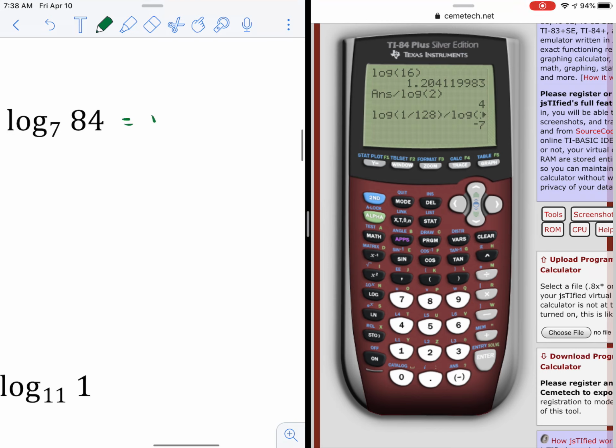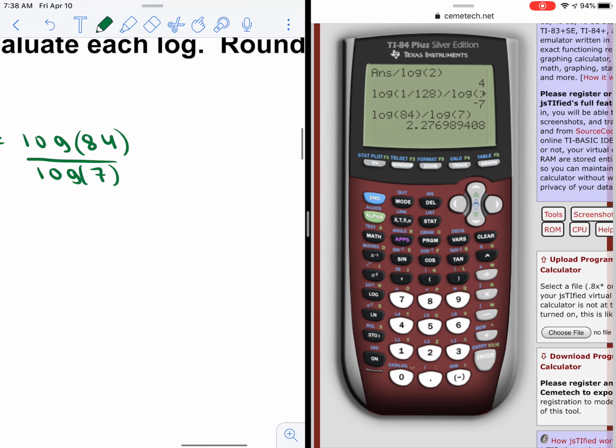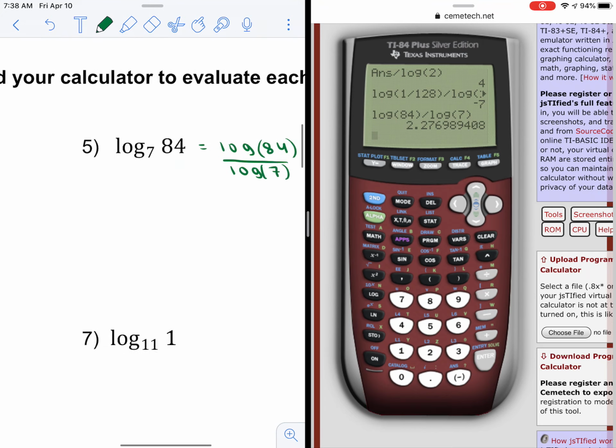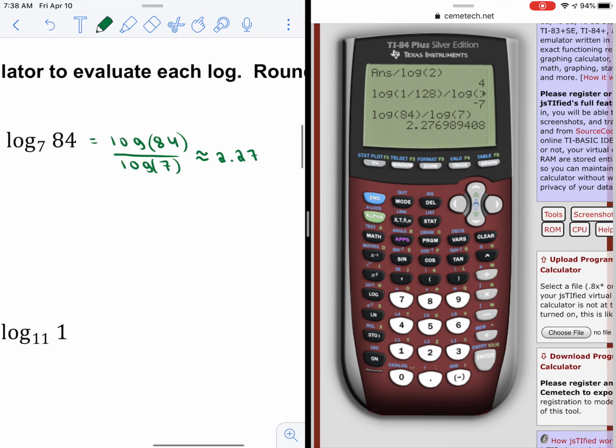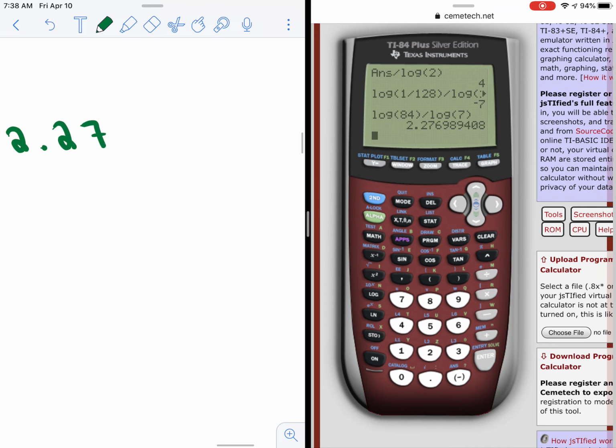So what you can do is rewrite this as log 84 divided by log 7. And then I will use my calculator, log 84 divided by log 7, and you're going to get approximately 2.27. What did it say to round to? Round to the nearest thousandth. So 10th, 100th, 1000th. So this would be a 7.